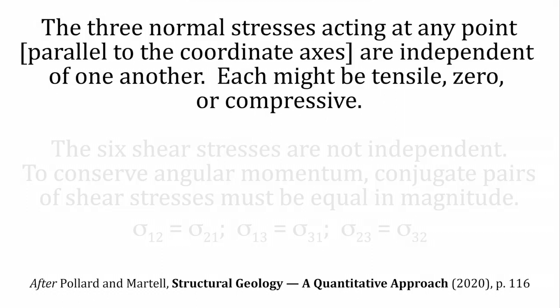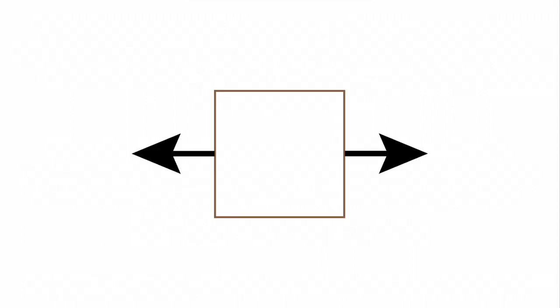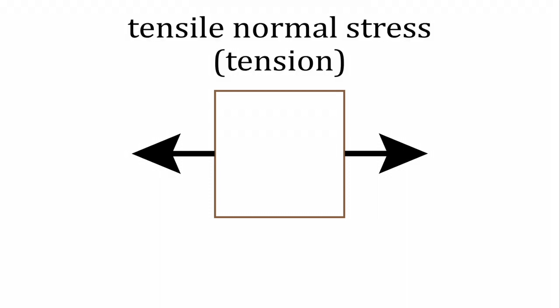On the other hand, the three normal stresses acting on any point parallel to the coordinate axes are independent of one another. Each of them might be tensile, zero, or compressive. What does that mean? Here is a normal stress, and the stress vectors are pointing away from the center of mass of the cube. We call this a tensile normal stress, or simply tension.